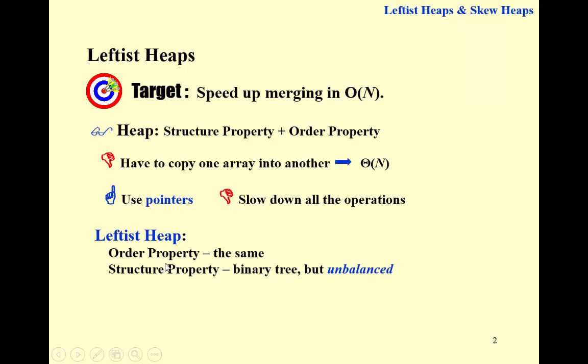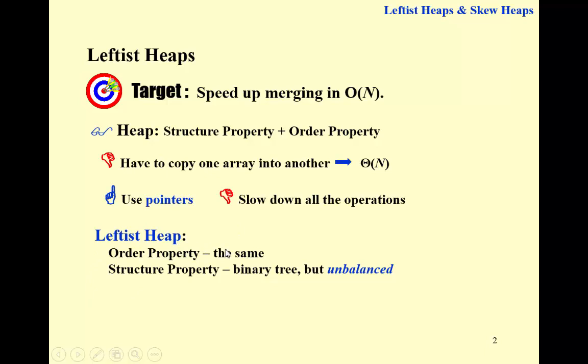It has the same other property. That is, every key is either smaller or larger than its children. But it has a very different structure property. It's still a binary tree, but it tends to be very much unbalanced. Judging from its name, it's called leftist heap. It will be a tree that tends to be skewed to the left. So it's nothing like a binary search tree, where we prefer it to be as balanced as possible. Actually, a skewed tree would be its best case.